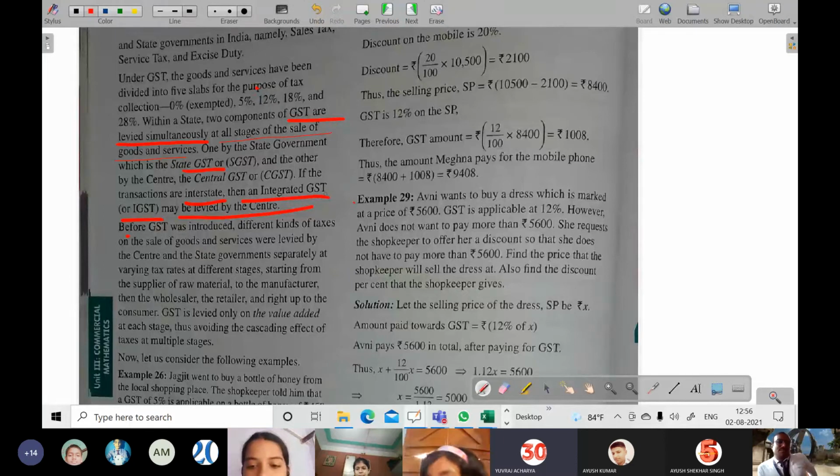Before GST was introduced, in some cases they are not taking, like those below BPL, they do not have to give any. Sir, on the things which we buy, we have to give 2 GST, one for central, one for state. So we have to give 2 GST on everything. Okay, the center does not take GST on every item.